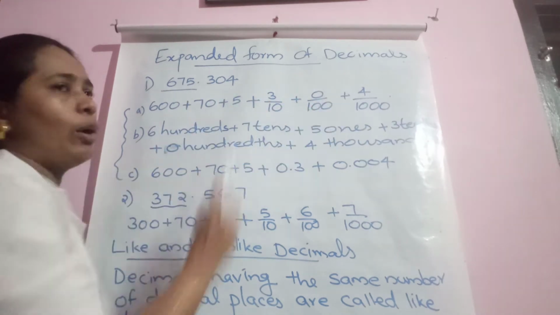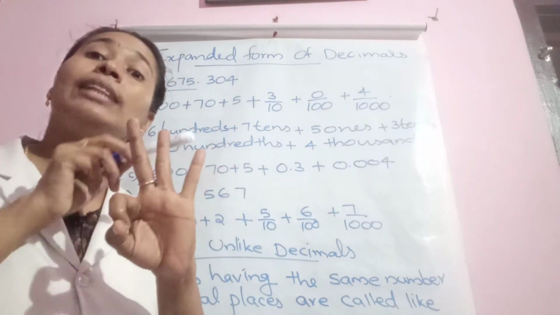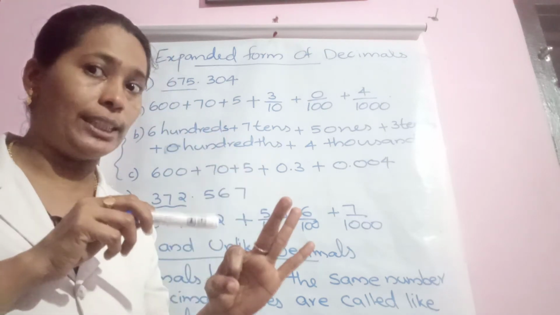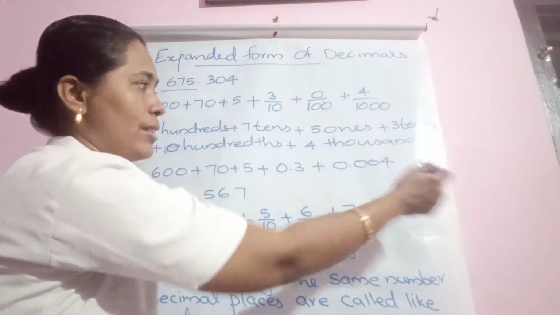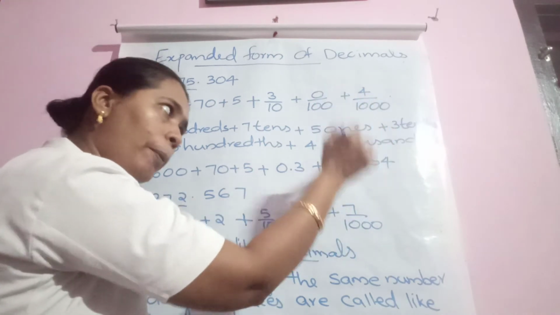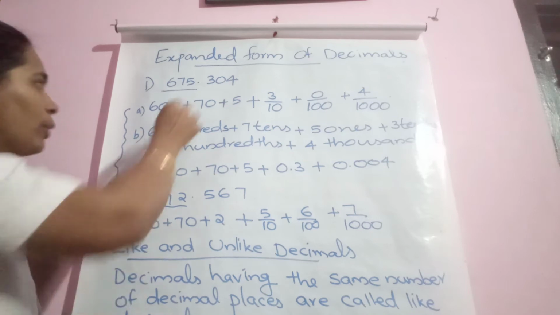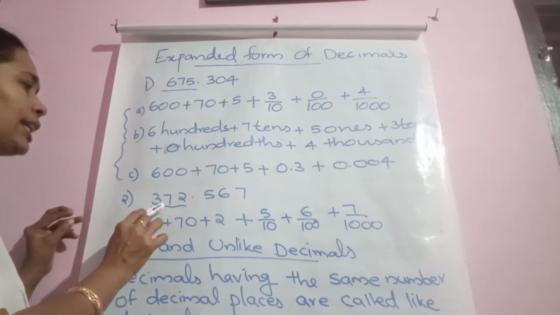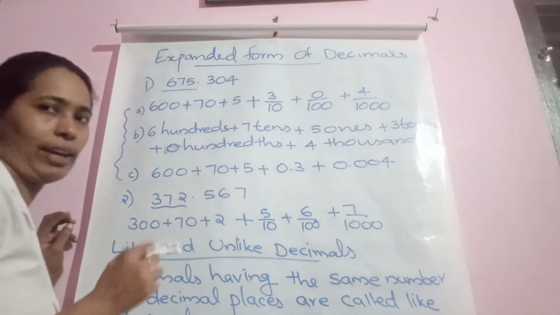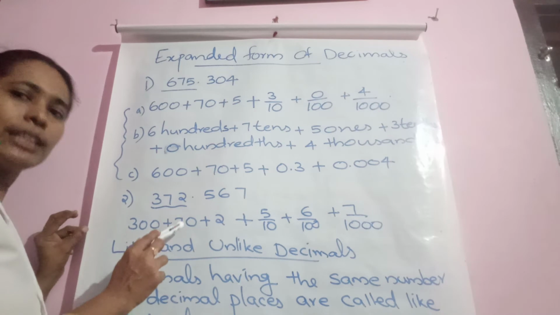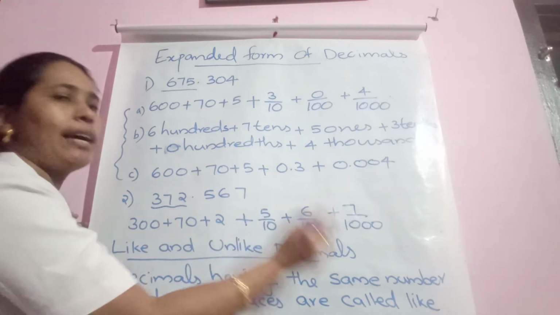Then 4 by 1000. 1000 having how many zeros? 3 zeros. So we need 3 digits in the decimal place. So keep 4 on the extreme right, then 0, 0, 0.004. Okay. These are the 3 methods to write the expanded form. You can keep any one, enough. So one more example, 372.567. How to write? 370 plus 2 plus 5 by 10, 6 by 100, 7 by 1000.